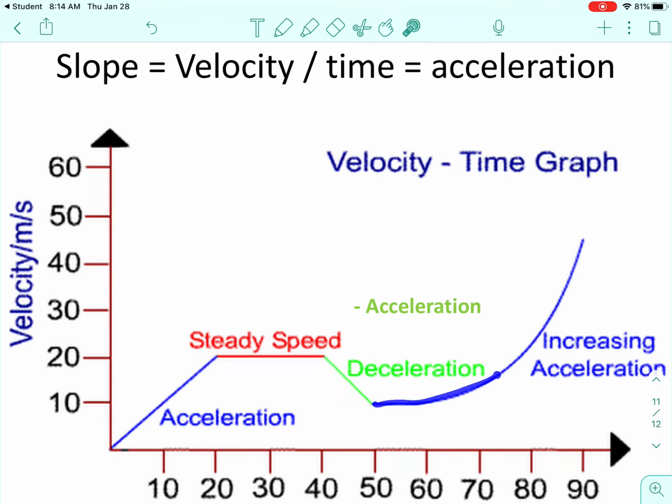And then when you have a positive slope, but it's an increasing positive slope, it's a curved line, that is still positive acceleration, but it's increasing positive acceleration. It's not a constant slope like this one, it's this curved slope. So it's an increasing slope.